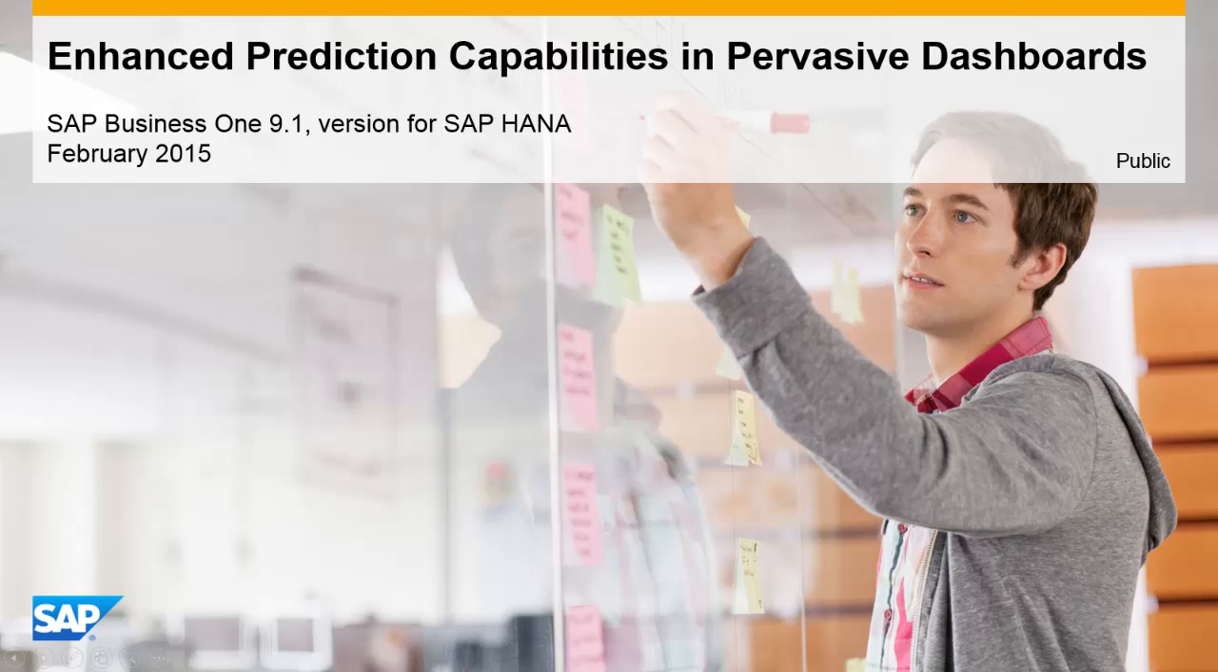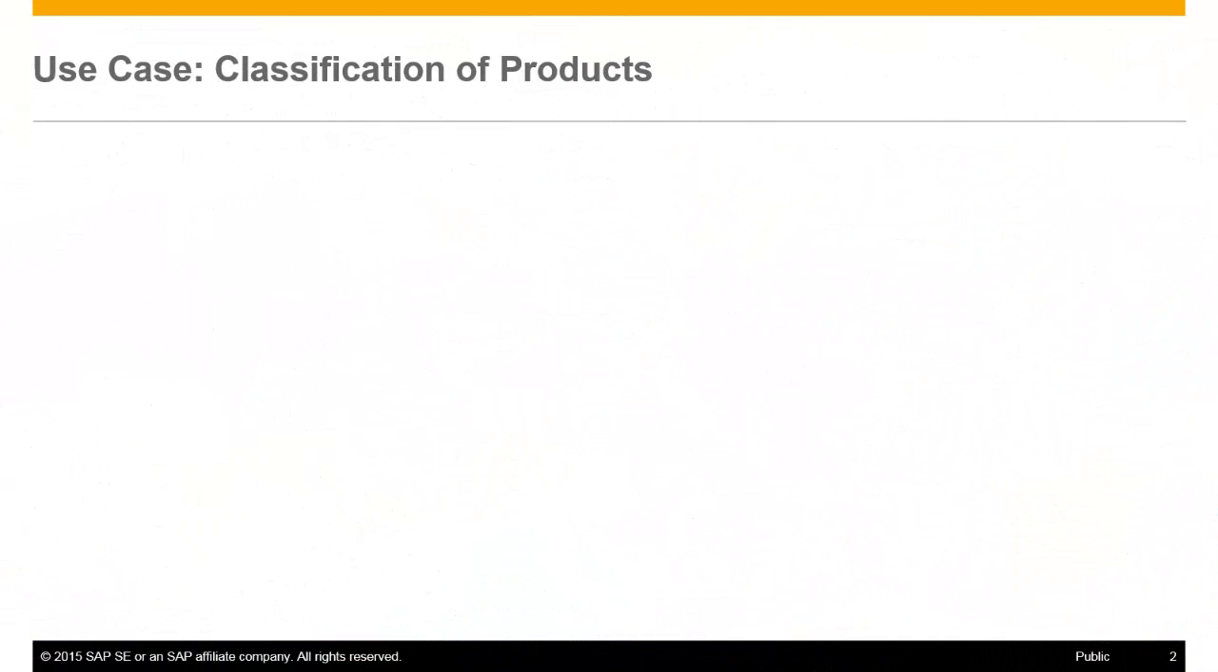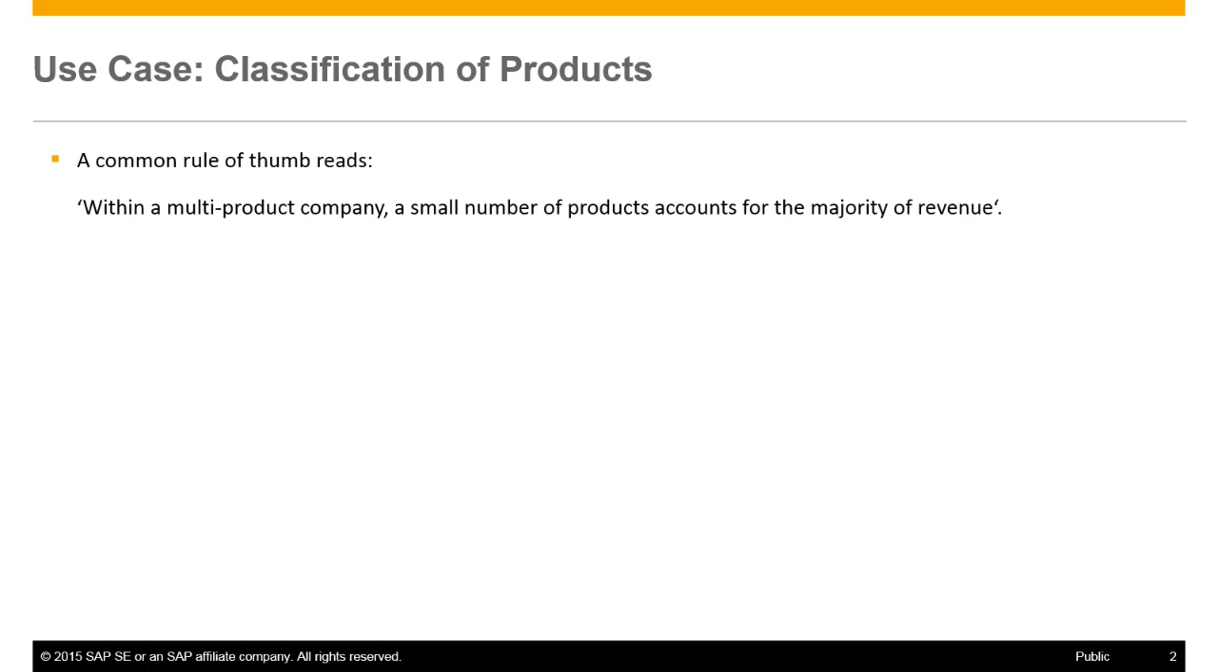Welcome to this session on enhanced capabilities in pervasive dashboards. In the coming minutes, you will learn how pervasive analytics in SAP Business One can help you to make better business decisions. A common rule of thumb in business says, within a multi-product company, a small proportion of products accounts for a majority of revenue.